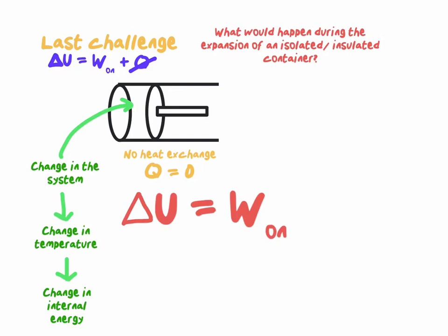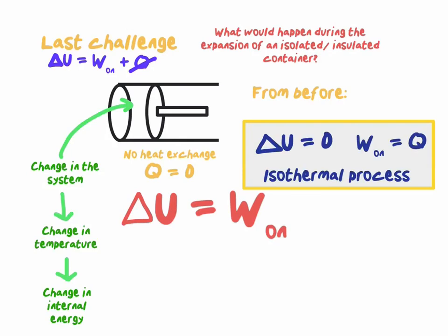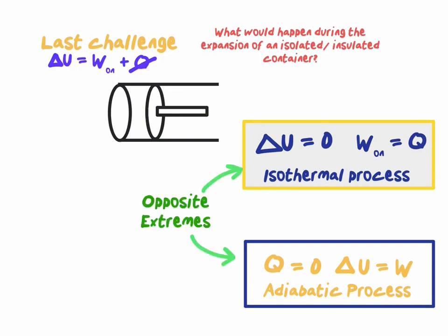Now, if you look back to the isothermal video, this was the other process that we had listed alongside it, and we were using to learn the isothermal process by comparison. So in a sense, the isothermal process can almost be considered as the opposite of the adiabatic process, or the opposite extreme of the adiabatic process.